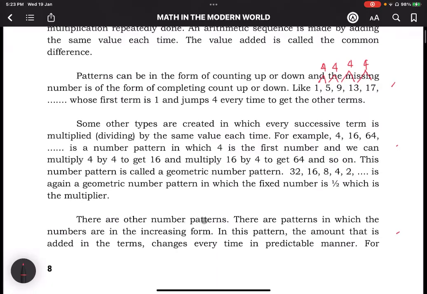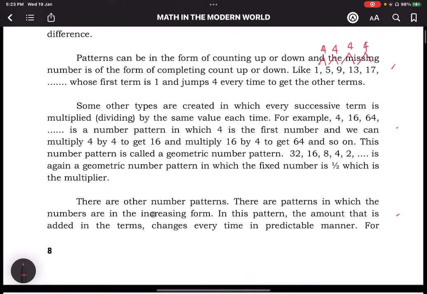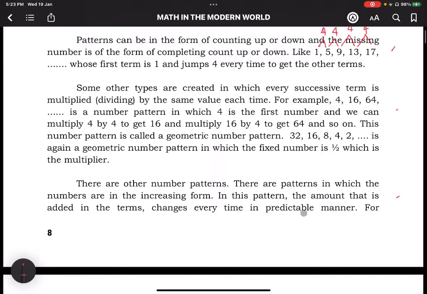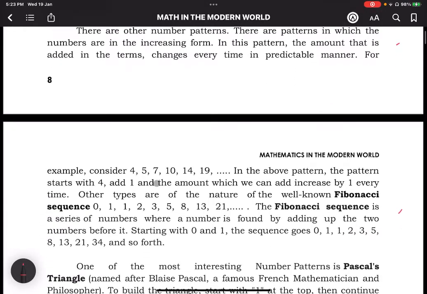There are other number patterns. There are patterns in which the numbers are in increasing form. In this pattern, the amount that is added to the term changes every time in a predictable manner. For example, 4, 5, 7, 10, 14, 19. In the above pattern, the pattern starts with 4, add 1, and the amount which we add increases by 1 every time. So, let's say 4 plus 1 plus 2 plus 3 plus 4 plus 5.